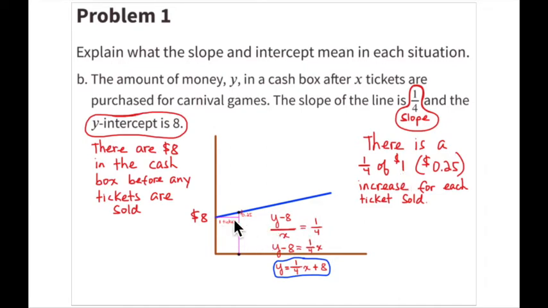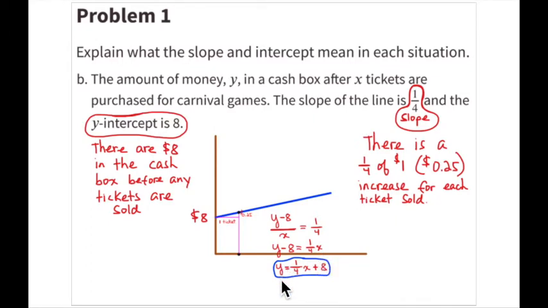So if you take the money in the cash box after that beginning amount, so if you subtract that beginning amount, y minus 8, and divide that by the number of tickets sold, that has to equal 25 cents, because each ticket costs 1/4 of a dollar. So that means that the money in the cash box after removing that $8 is going to equal 1/4 times the number of tickets, because each of these tickets costs 1/4 of a dollar, or 25 cents. So the amount of money is going to be 1/4 the number of tickets.